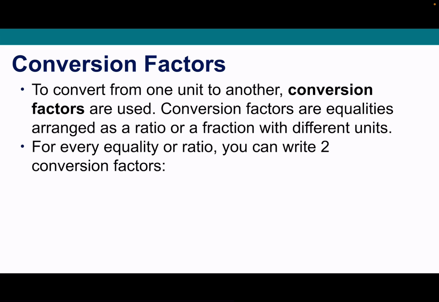In order to complete dimensional analysis, we need something called a conversion factor. To convert one unit into another one, we need a conversion factor. Conversion factors are equalities that are arranged as ratios or fractions with different units. For every equality or ratio, there are two ways that we can write it.